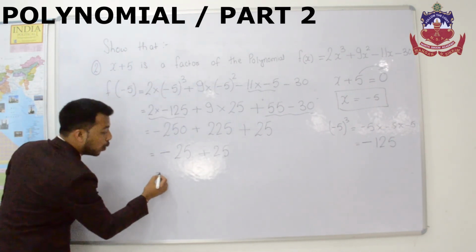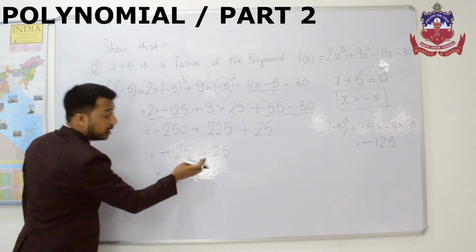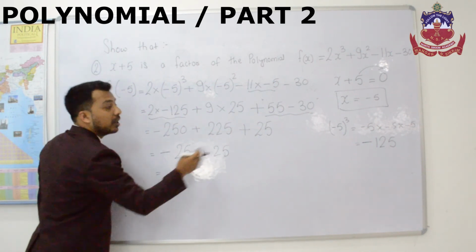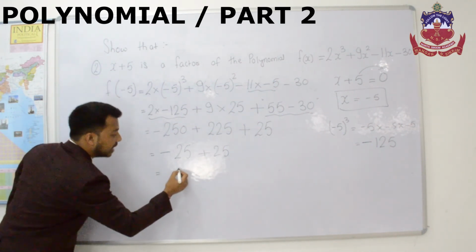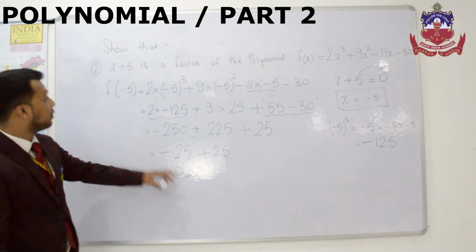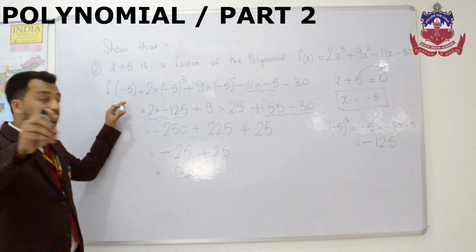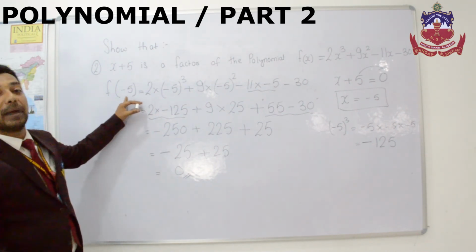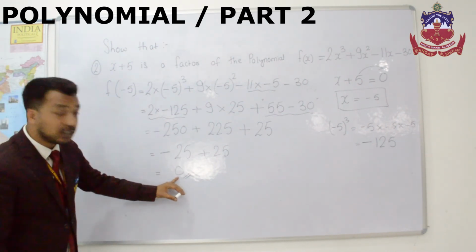In the next step, we multiply the sign, that is plus into minus will give us minus, and minus 25 plus 25 will give us the answer that is 0. So we have obtained the final answer of the given polynomial when we substituted instead of x the value minus 5. We have got the answer that is 0.